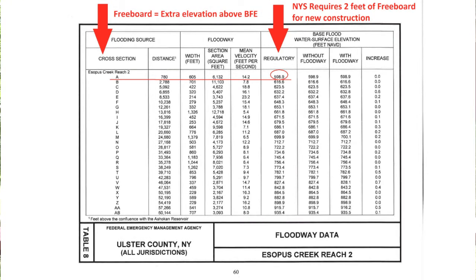Keep in mind that in New York State, there is a 2-foot freeboard requirement. Freeboard is just an extra level of elevation above the BFE. So here in New York, new construction would have to be built to 600.9 feet.